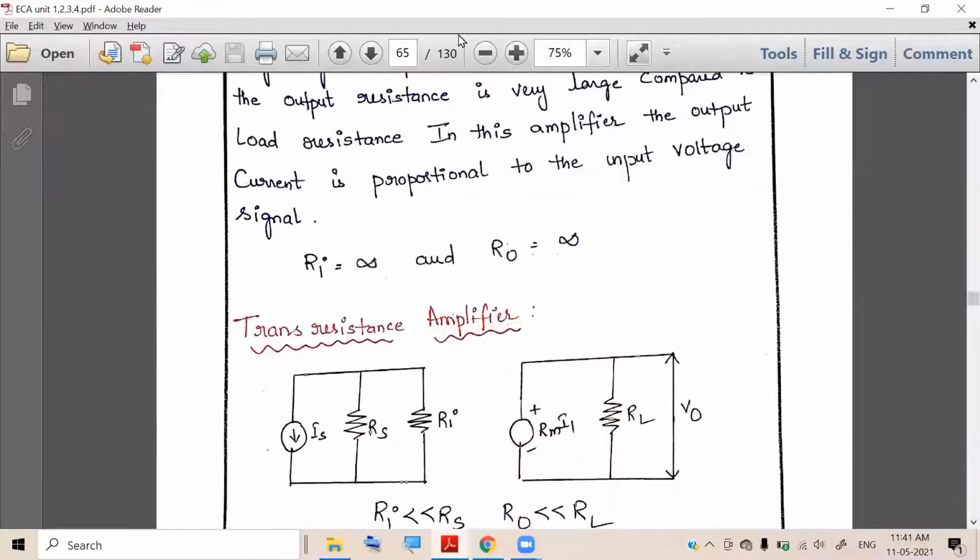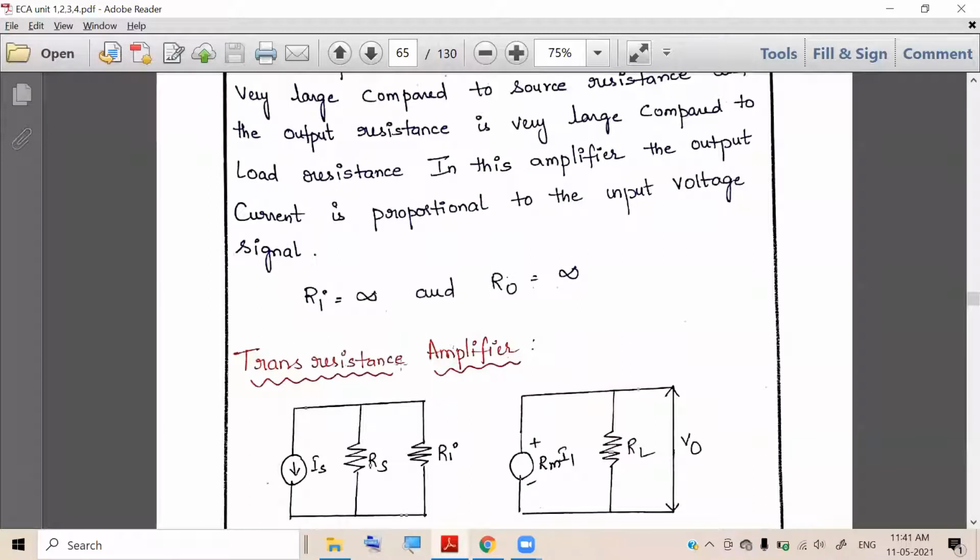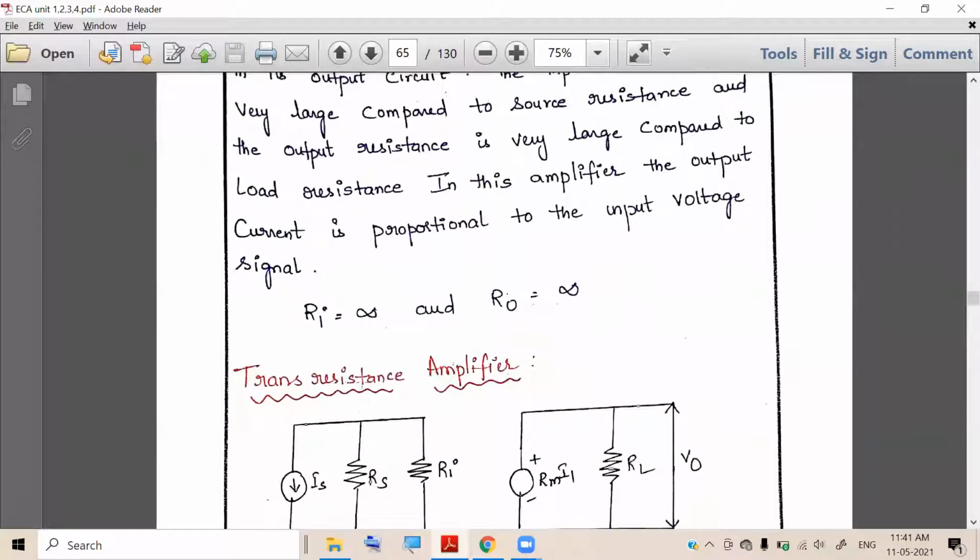See, students, are you able to understand? Transresistance amplifier means resistance is voltage by current. So output is voltage, input is current. Simple. For a transresistance amplifier, output is voltage, input is current.